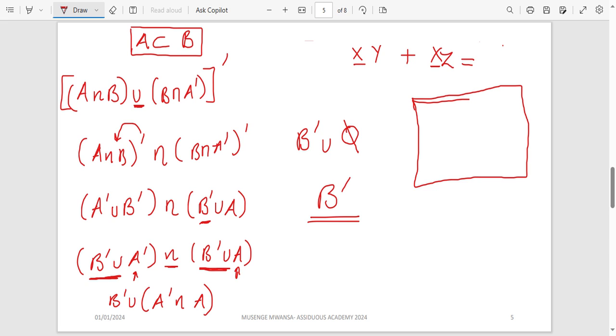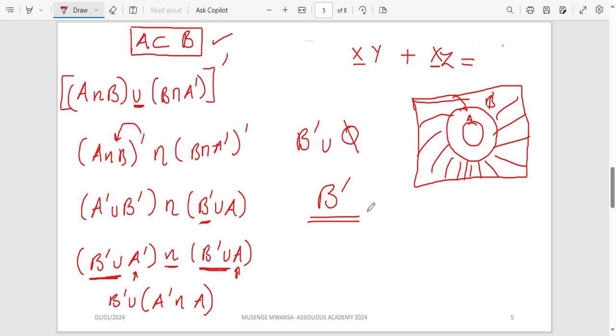Alright. So let's say now they wanted us to shade this set. The first thing you need to look at is this: A is a subset of B, meaning that B is a bigger set and A is inside. So we want B complement. B complement is just everything outside B. That is B complement.